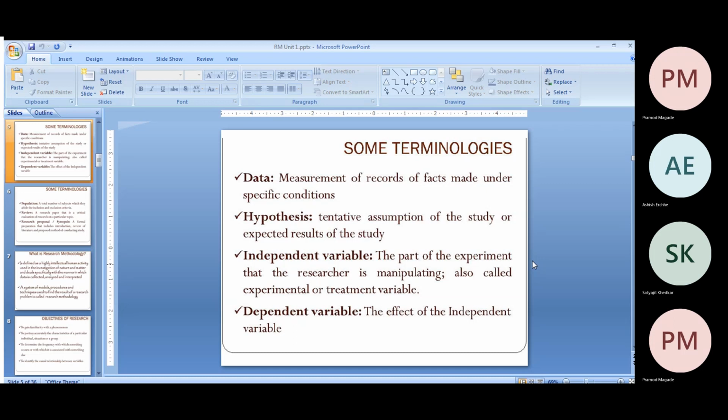Then independent variable, this is very important. First of all, I'll tell you what variable means. Variable means the parameters which we are going to consider for defining the research problem. Now, while defining the things, the parameters are unlimited.